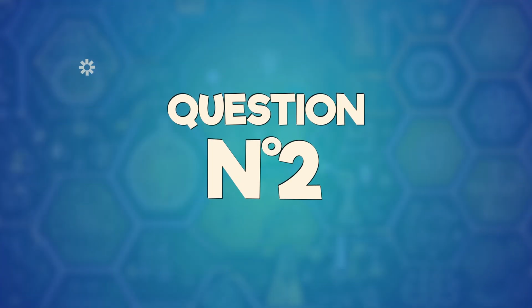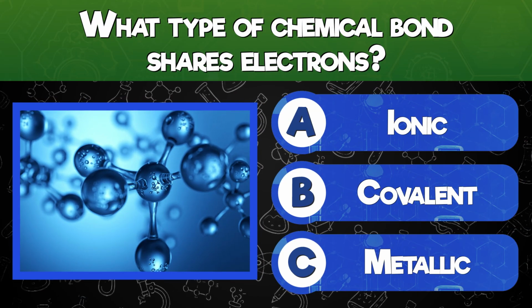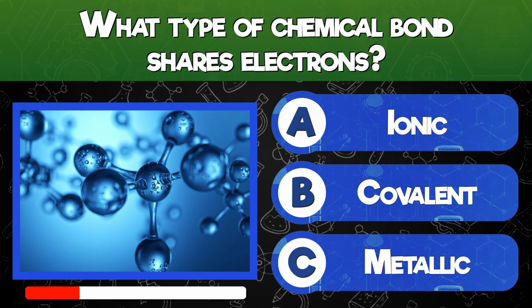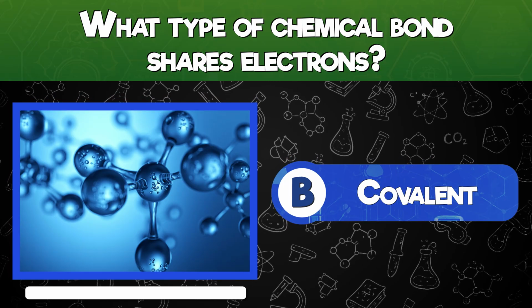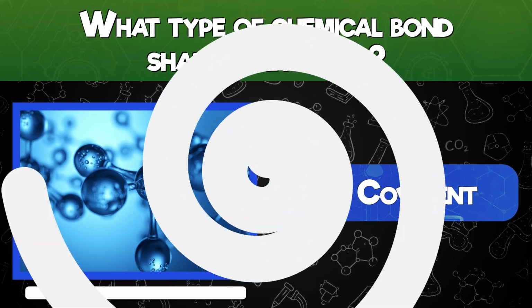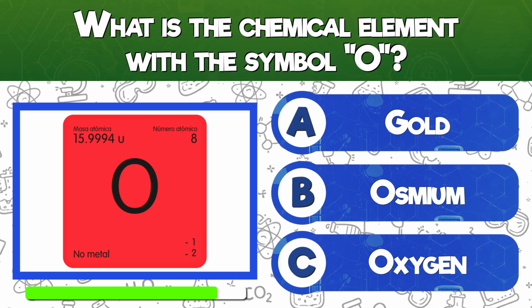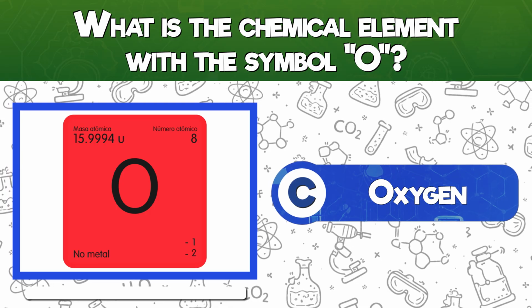Let's try another. What type of chemical bond shares electrons? A covalent bond. What is the chemical element with the symbol O? Oxygen.